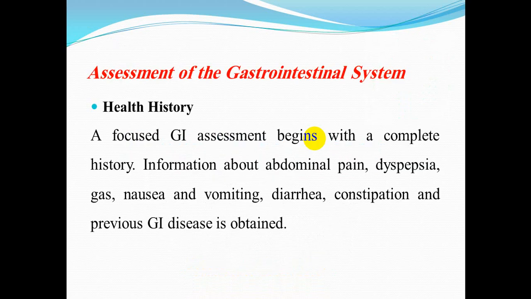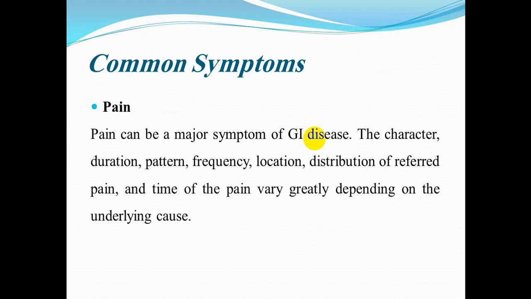Assessment of the gastrointestinal system. Health history. A focused GI assessment begins with a complete history. Information about abdominal pain, dyspepsia, gas, nausea and vomiting, diarrhea, constipation and previous GI disease is obtained. Common symptoms: راح نتطرق للcommon symptom اللي تتعلق بالdigestive system.